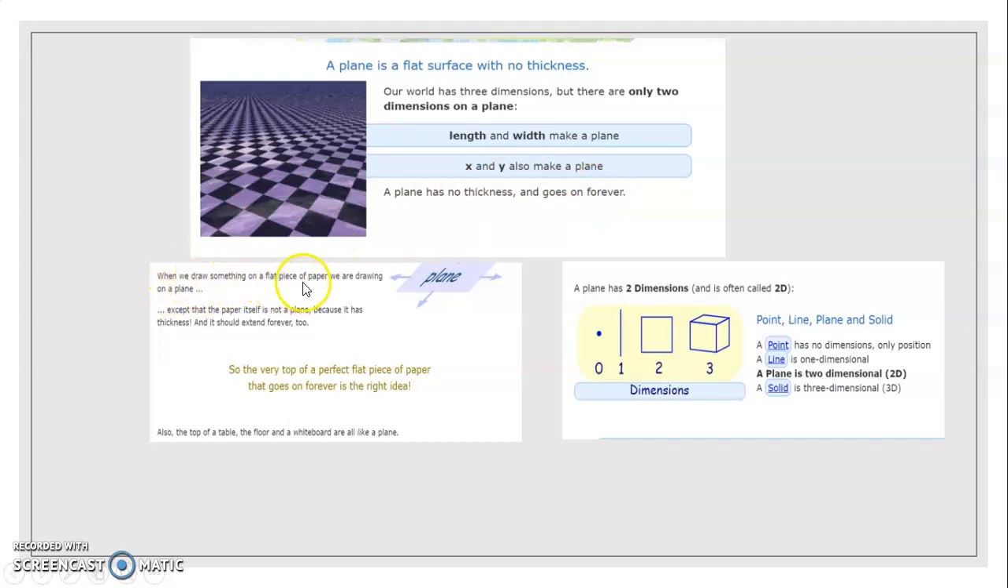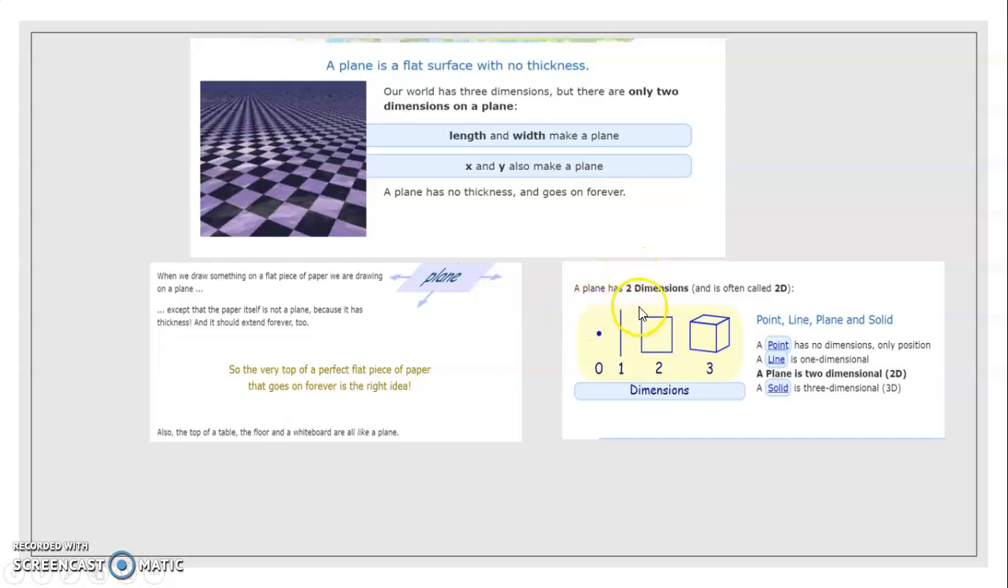When we draw something on a flat piece of paper, we are drawing on a plane, except that the paper itself is not a plane because it has thickness, and it should extend forever too. So the very top of a perfect flat piece of paper that goes on forever is the great idea. Also, the top of a table, the floor, and the whiteboard are like a plane.